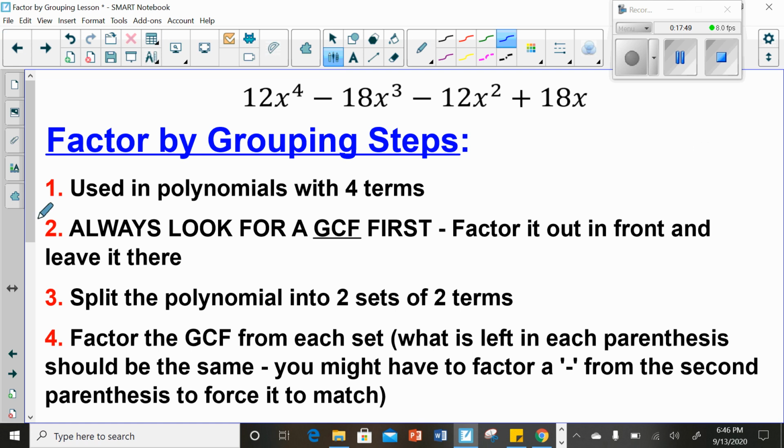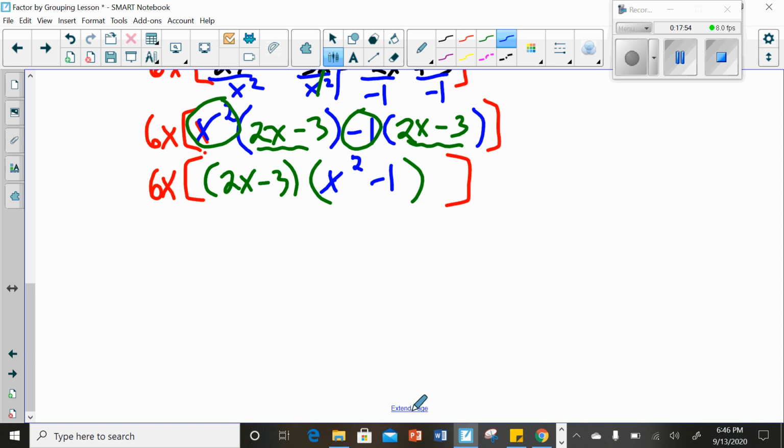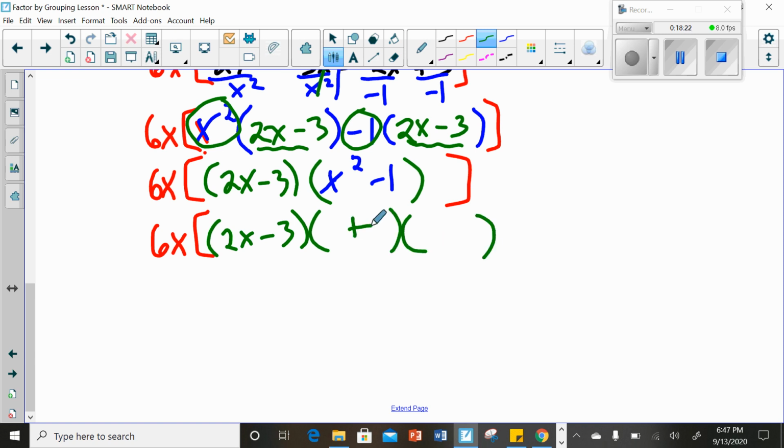Down here. So all the way down here, remember I said that this was a difference of two squares? Well, x squared is a perfect square because this is even, and 1 is a perfect square because what's the square root of 1? 1. So this can actually be factored further. So let's go ahead and rewrite the parts we're not going to touch, the 6x bracket, and then the 2x minus 3. But then the x squared minus 1 factors into two binomials with a plus-minus pattern.